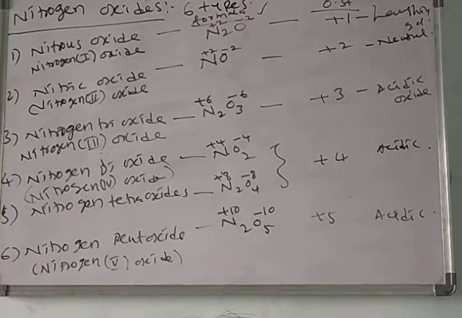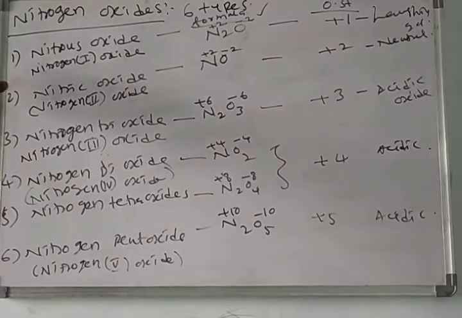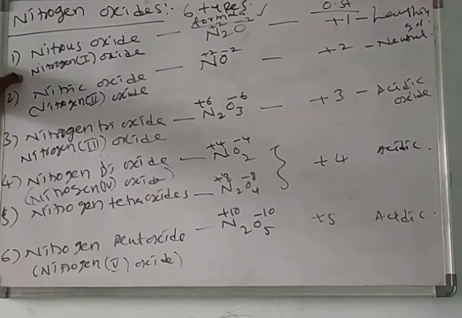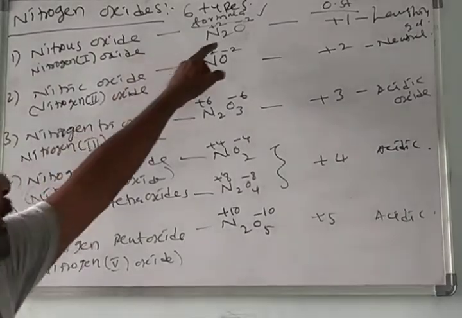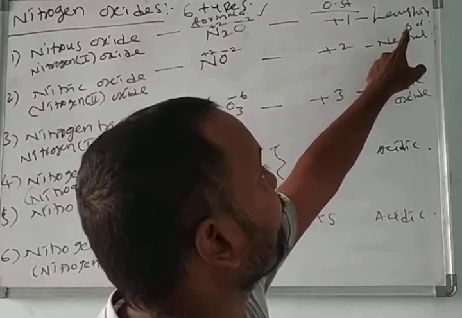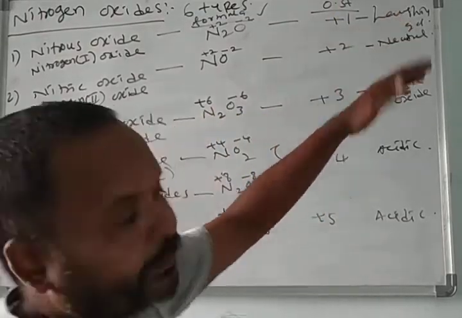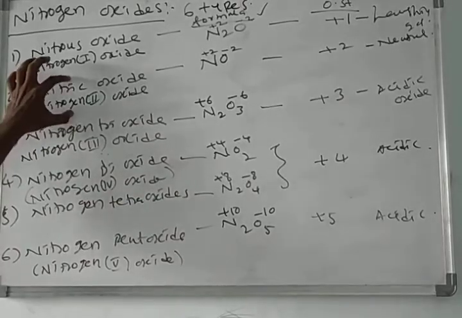Okay, here how many oxides are there? Six oxides are there. What are those? One is nitrous oxide. It is also called nitrogen 1 oxide. Its formula is N2O. Oxidation state is plus 1. It is also called laughing gas. It is a neutral oxide.